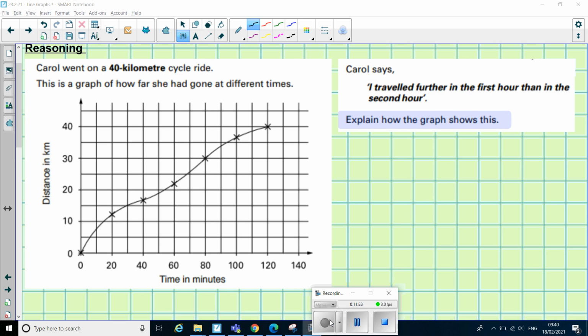Okay, Year 6, hopefully you've got on all right on maths.co.uk today, and you are back here to watch our reasoning question and have a go at that. So this question, we've got a new graph. It says Carol went on a 40-kilometre cycle ride. This is a line graph of how far she had gone at different times. Carol says, I travelled further in the first hour than in the second. Explain how the line graph shows this.